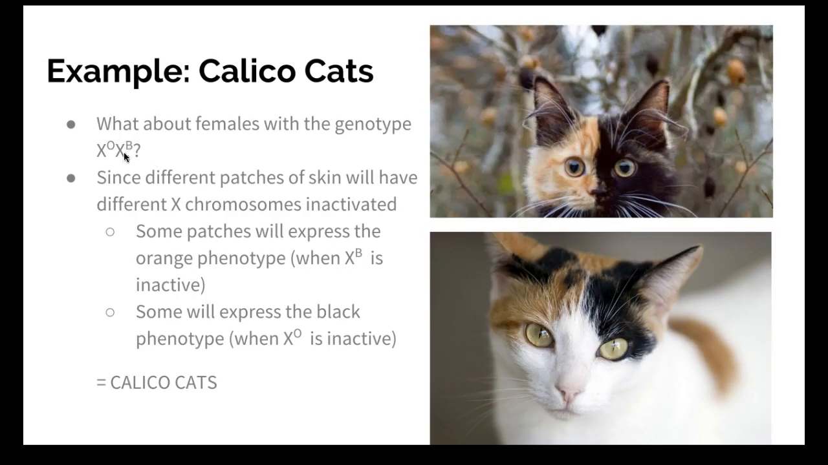or they could have the genotype XOXB and be calico, which has a combination of both orange and black in their coloration. So if I was looking at this patch of fur on this cat, the X chromosome that carries the O would be expressed, but on this side of the face they have black fur, so that means the XB chromosome would be expressed, and then it forms patches on their fur. That's how we end up with calico cats.